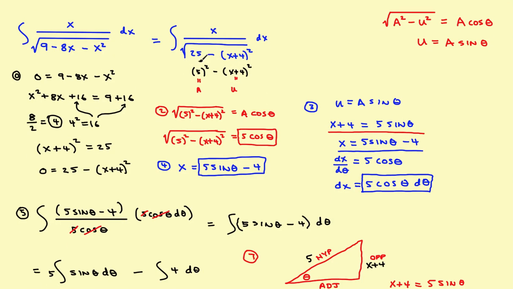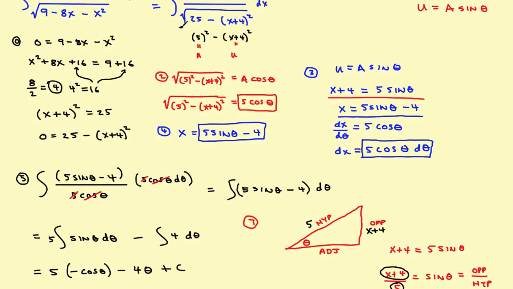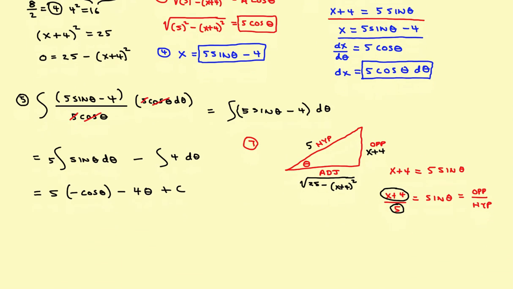So you can either write it in this form or you can write it in this form. I think I'll write it in this form. So this remaining side will be that original square root up here, which was the square root of 25 minus x plus 4 squared. So now you've got all three sides of your triangle. Now with that, you can use that to change these remaining trig functions back into theta again. So this will actually be step 8.